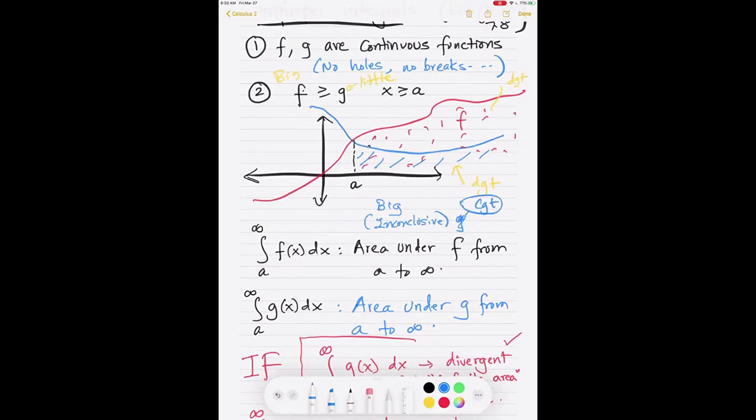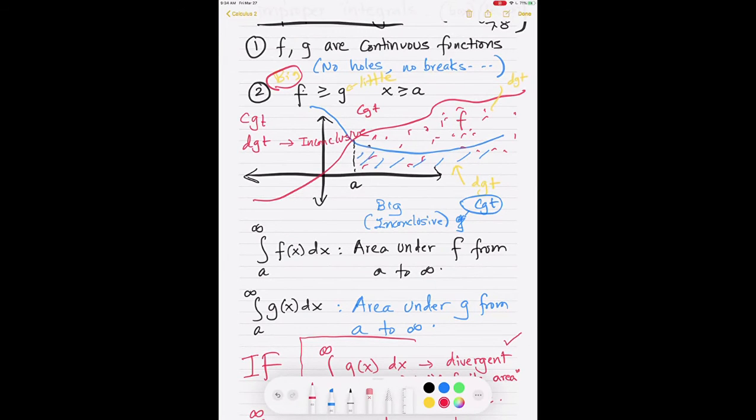Let's play this game the other way around. What if we know that the big guy is convergent? Then what can we say about the little guy? It's convergent. Very good. If you know the big guy is divergent, what can you say about the little guy? Nothing. So this is inconclusive again. This is your property of improper integrals.